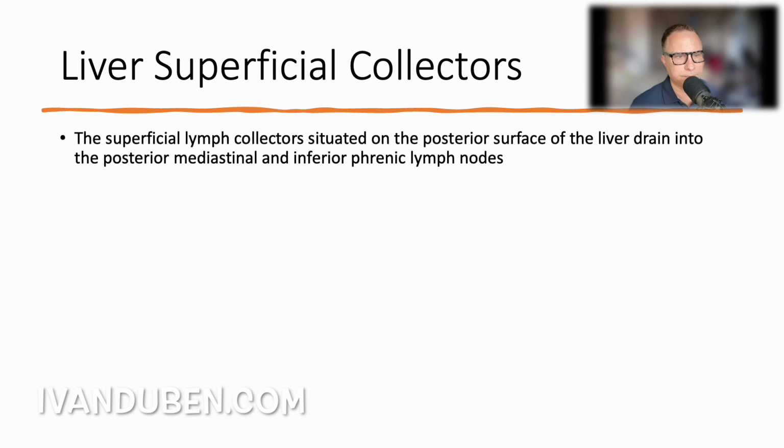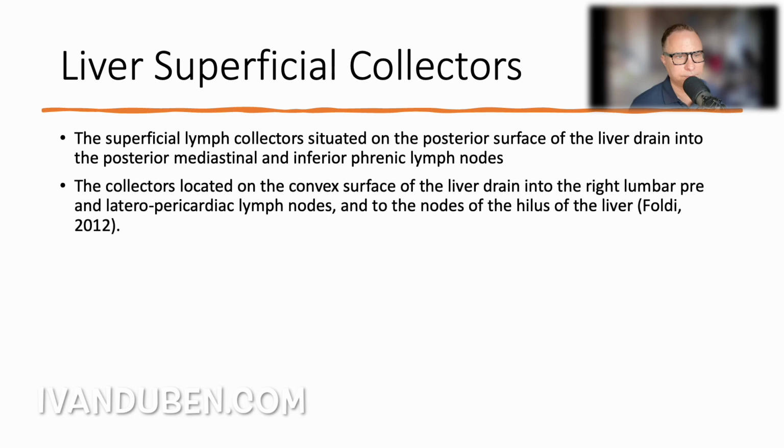The superficial lymph collectors situated on the posterior surface of the liver drain into the posterior mediastinal and inferior phrenic lymph nodes. The collectors located on the convex surface of the liver drain into the right lumbar, pre- and lateral pericardiac lymph nodes and to the nodes of the hilus of the liver. These are the same, the convex surfaces, this lymph is also moving up towards the right venous angle.